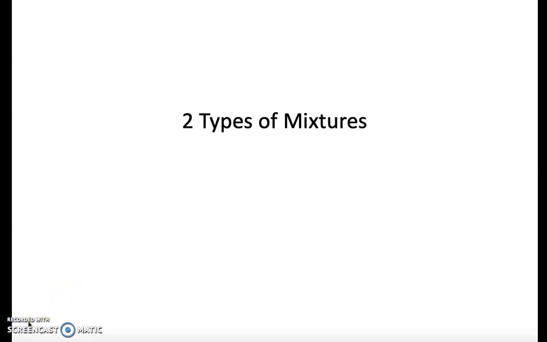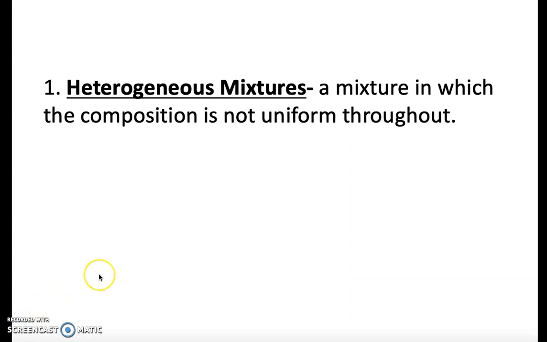All right, so let's take a look at the two types of mixtures. The first one is a heterogeneous mixture. It's a mixture in which the composition is not uniform throughout. Okay, it consists of two or more phases.